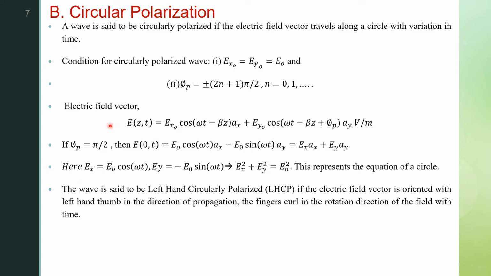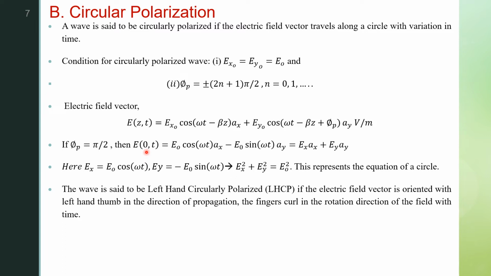So now let's consider this particular case. For that, I'm taking the general expression of the electric field vector, that is E of z comma t is equal to Ex0 cos(omega t minus beta z) Ax plus Ey0 cos(omega t minus beta z plus phi p) Ay cap. So here phi p is the phase difference and the wave is propagating along the z direction. Let's take the first case, putting n equal to 0, the phase difference is plus or minus (2n plus 1) into pi by 2. So when n equal to 0, phi p will be pi by 2. And electric polarization means the orientation of the electric field vector at a fixed point in space.